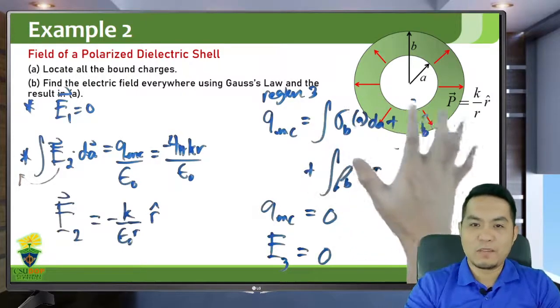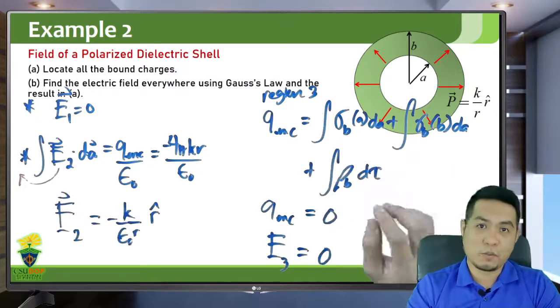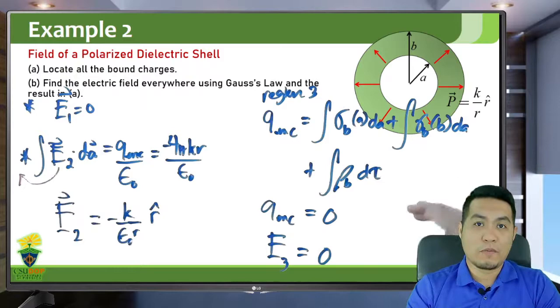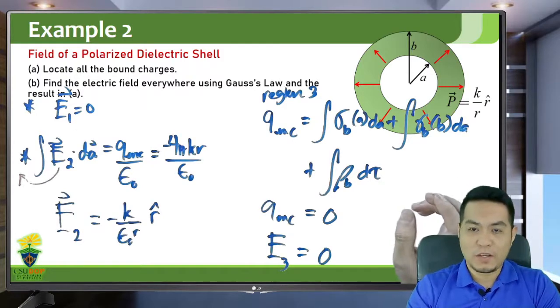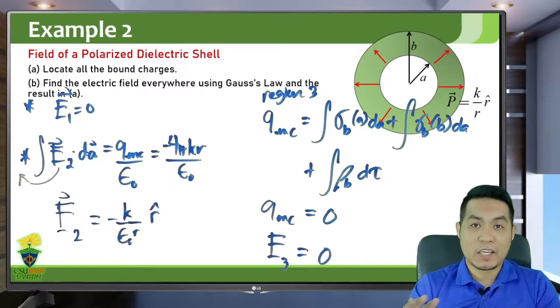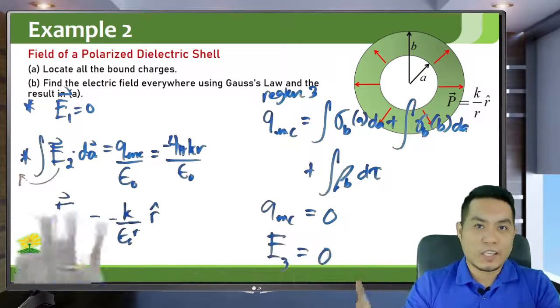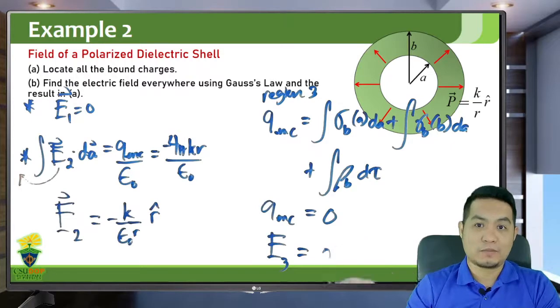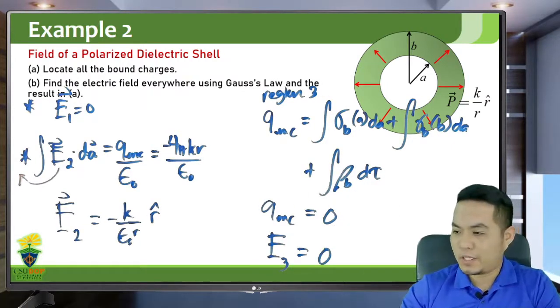So I will leave the rest of these calculations to you. But you have already shown this earlier in the previous lesson, wherein if you have a frozen polarization, when the dielectric is initially neutral, and you polarize it, the charges will just redistribute, but the total charge is still neutral, or 0. So that's what happened here. So this will be our result for letter B.